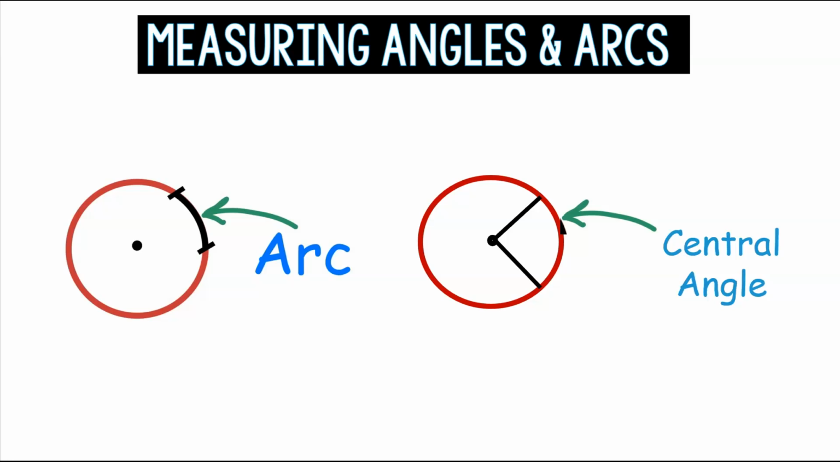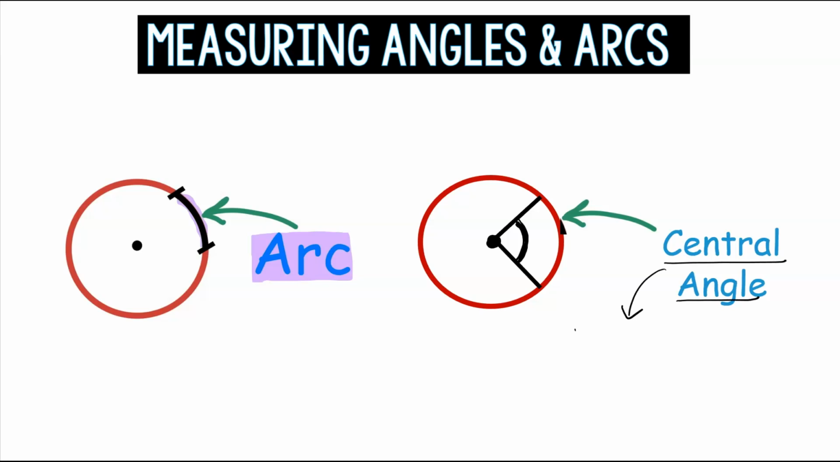This curved section here along the circumference of the circle is called an arc. An arc is a portion of that circumference. A central angle is an angle formed by two radii. The vertex of that angle must be the center. This right here is the angle I'm referring to when I say central angle.